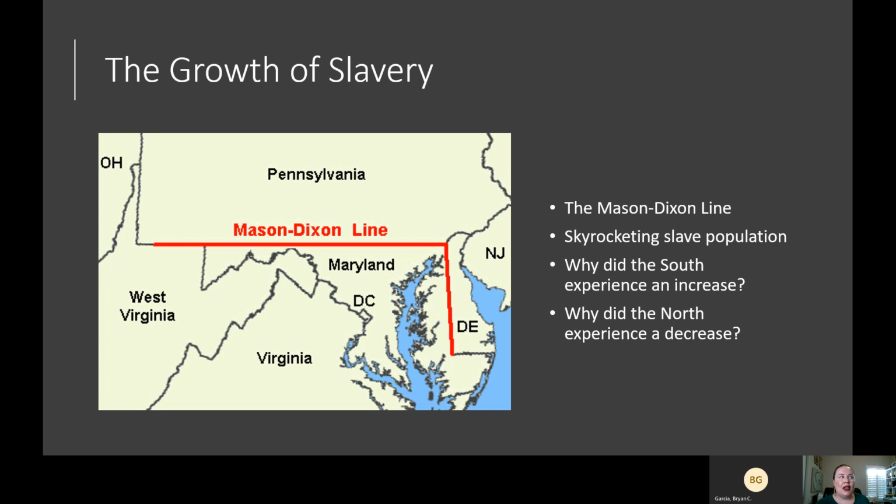But cotton requires a lot of labor to grow and to process, despite the invention of the cotton gin making processing faster. So because of this, we see a growth of slavery.